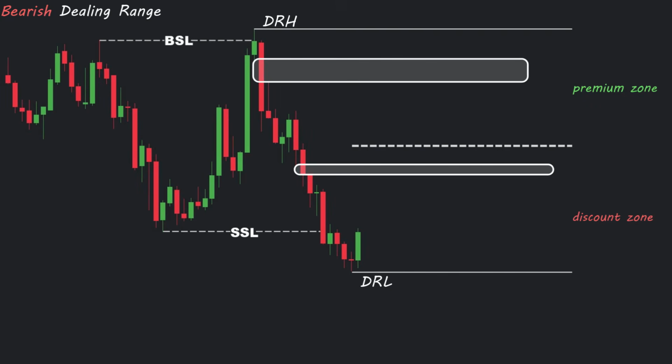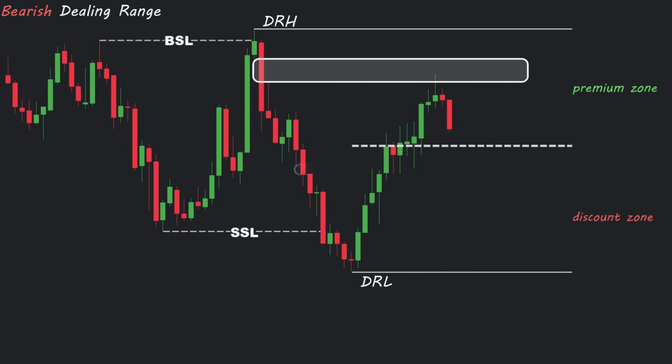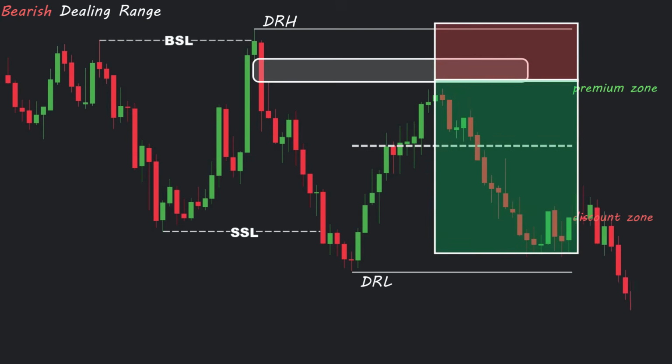There are two important points here. First, in a bearish dealing range, we don't take long trades, we only go short. In a bullish dealing range, it's the opposite. We only go long. Second, in a bearish dealing range, we don't enter trades in the discount zone. We wait for the price to reach the fair value gap in the premium zone. So, in this chart, we take the fair value gap that formed in the premium zone as our entry point, and we set our stop loss and take profit levels up to the external liquidity.